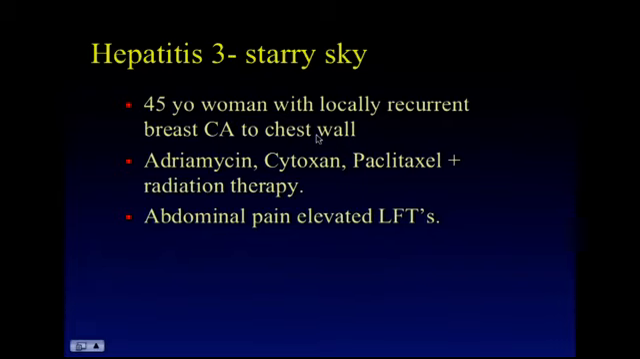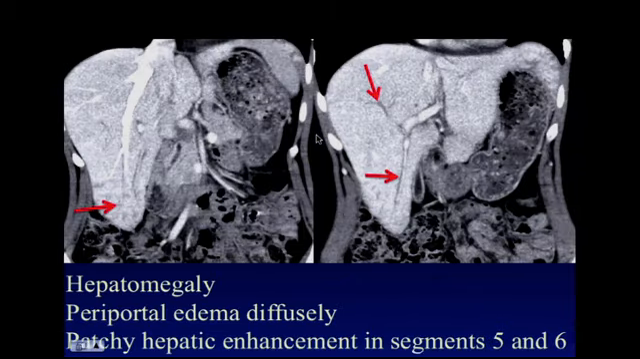Another example showing the so-called starry sky liver, a woman with recurrent breast cancer undergoing chemotherapy, and again with abdominal pain and elevated LFTs. And here again, it was the CT that first tipped us off to it, and we can see again on these coronal images the gross enlargement of both the right and left lobes, as well as the sleeves of hypodensity indicating the periportal edema. And there was some patchy enhancement in segments 5 and 6.